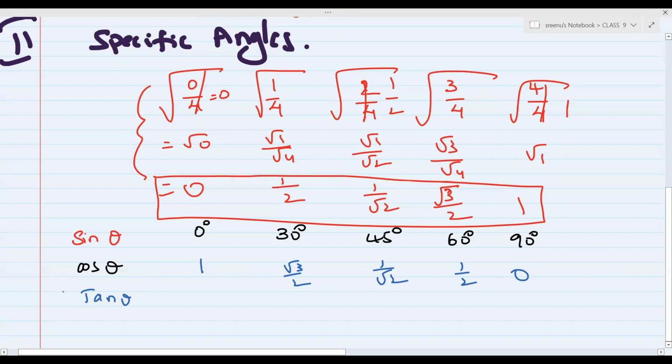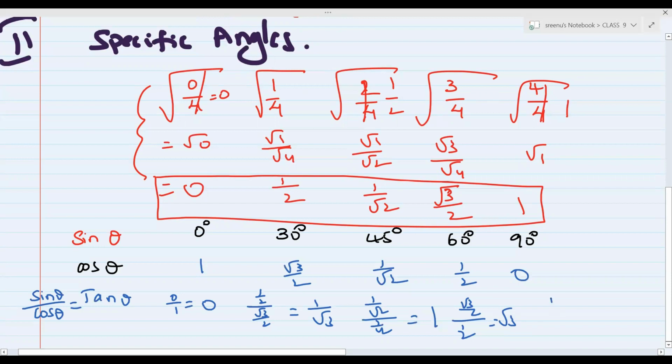Then tan. Sine and cos, you do the division, sine divided by cos. 0 by 1 is 0. 1/2 by root 3 by 2 is 1 by root 3. 1 by root 2 by 1 by root 2 is 1. Root 3 by 2 by 1 by 2 is root 3. 1 by 0 is not defined. So the basic angles, sine, cos, tan, we got. I'll write again.